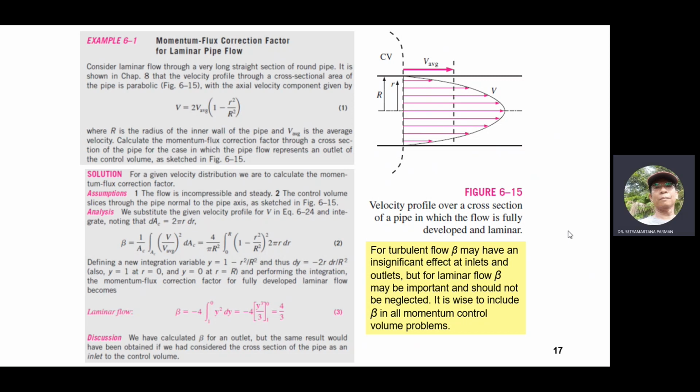So for turbulent flow, beta may have an insignificant effect at inlets and outlets. But for laminar flow, beta may be important and should not be neglected. It is wise to include beta in all momentum control volume problems.